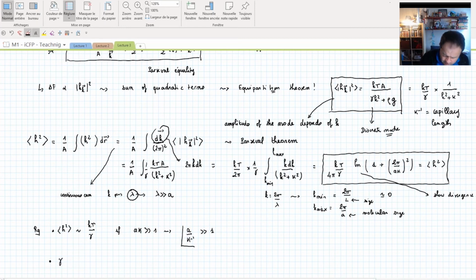Sorry, what is remarkable here also is that if gamma tends to 0, which will be the case if we are close to a critical point, you see that h square tends to infinity, which tells us that we will have a huge divergence of the amplitude of the thermal capillary waves.